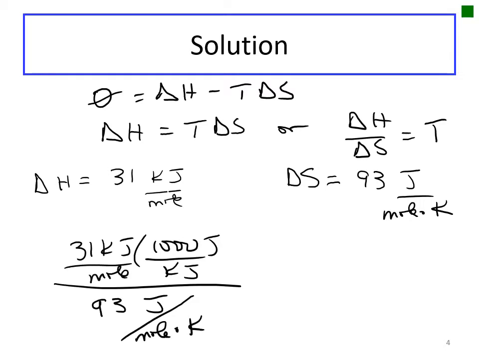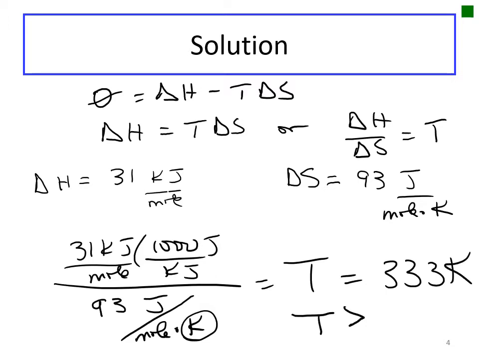Our joules cancel, our moles cancel, and all we are left with here is a unit of Kelvin, and we get 333 Kelvin. This tells us that if the temperature is greater than or equal to 333 Kelvin, this reaction is spontaneous.